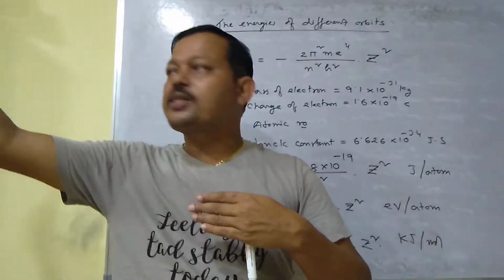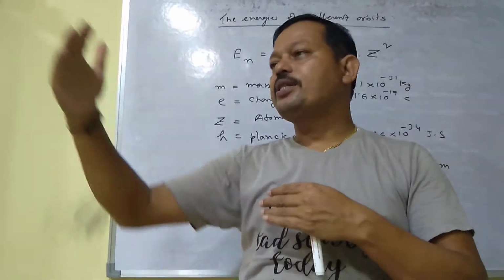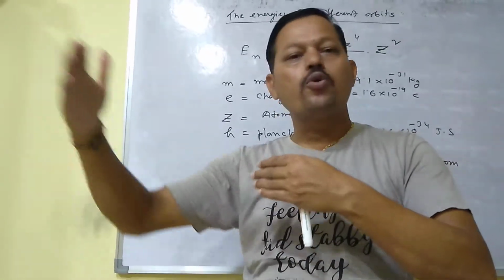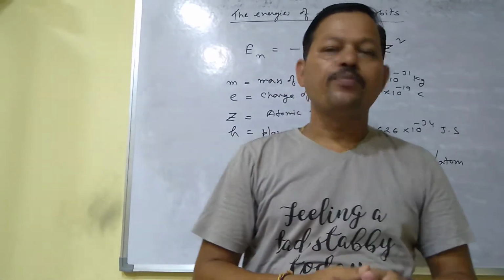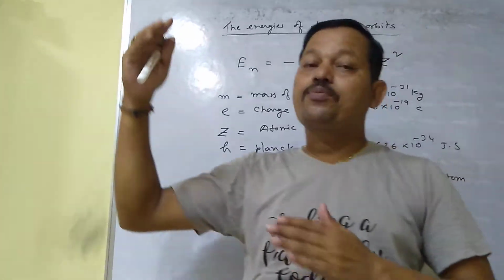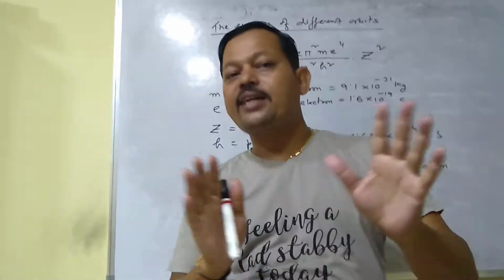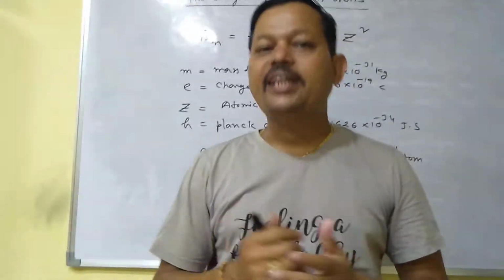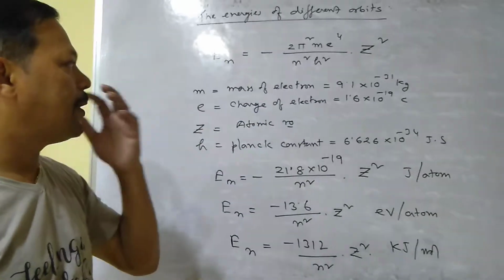But as the electron comes closer to the nucleus, some force of attraction takes place between the electron and the nucleus, and due to this force of attraction the electron has to release some amount of energy. So initially what was the energy? The energy of the electron was 0, but from 0, due to attraction, it releases energy. So when it releases energy, since initially it was 0, the electron energy becomes negative, and that is why the energy of the electron is always represented by a negative sign.